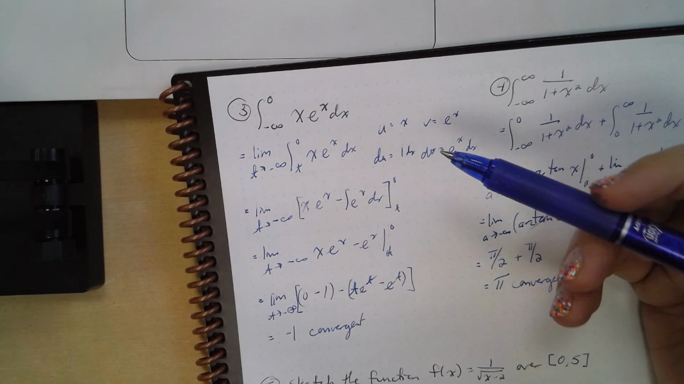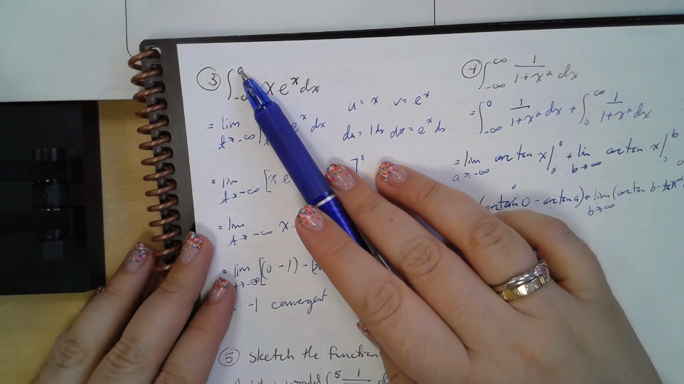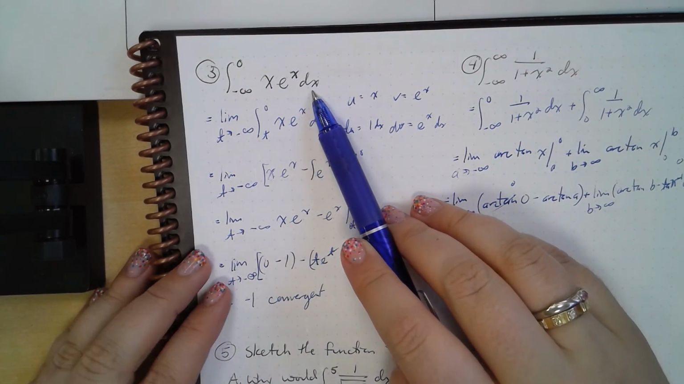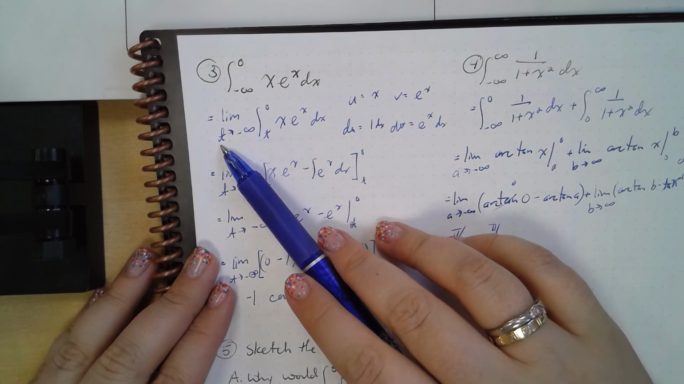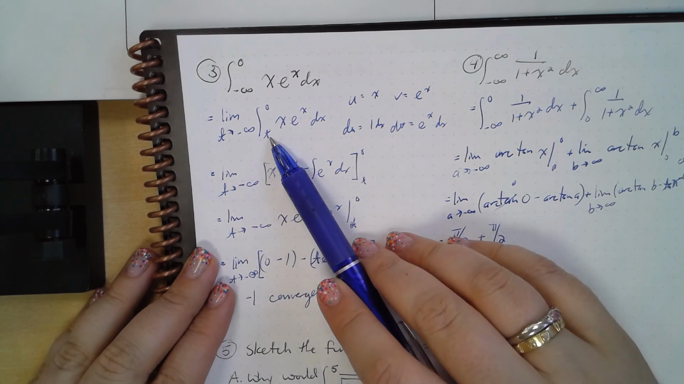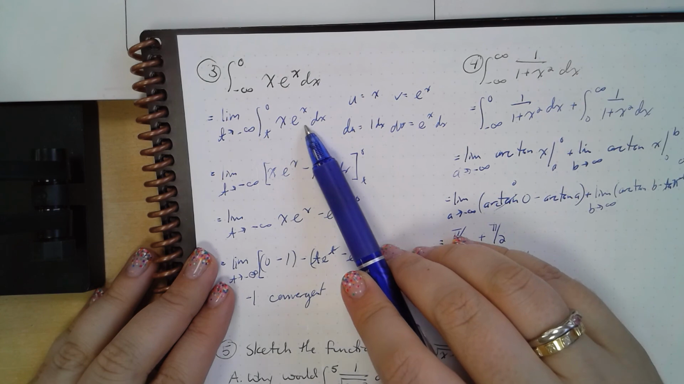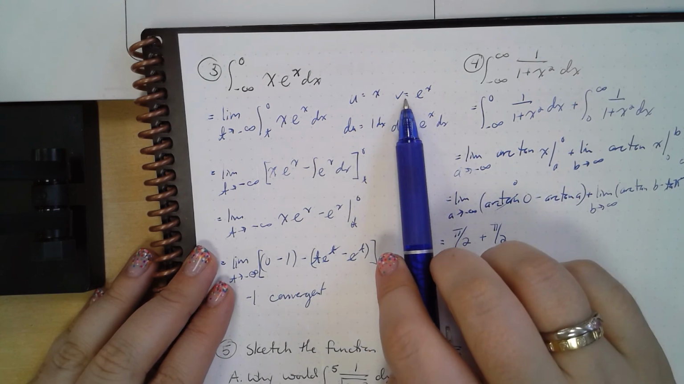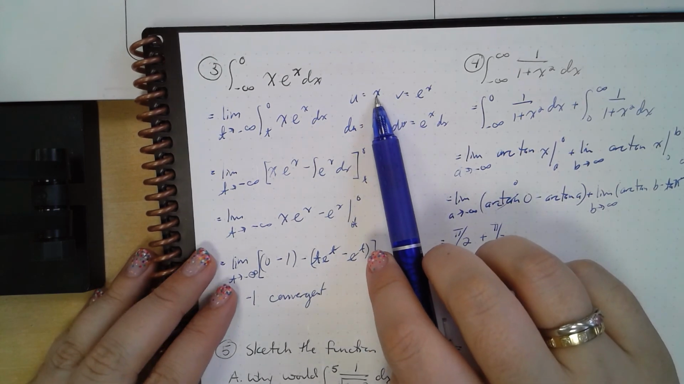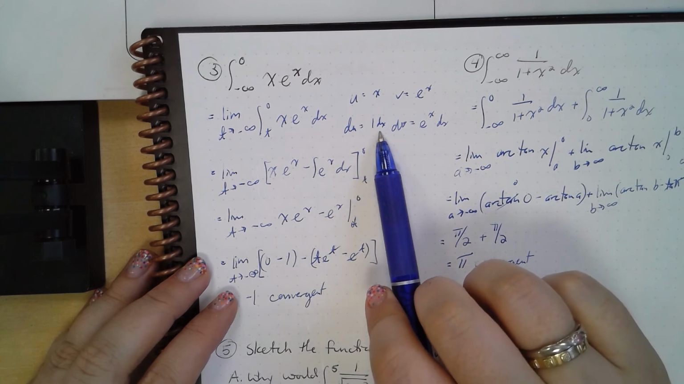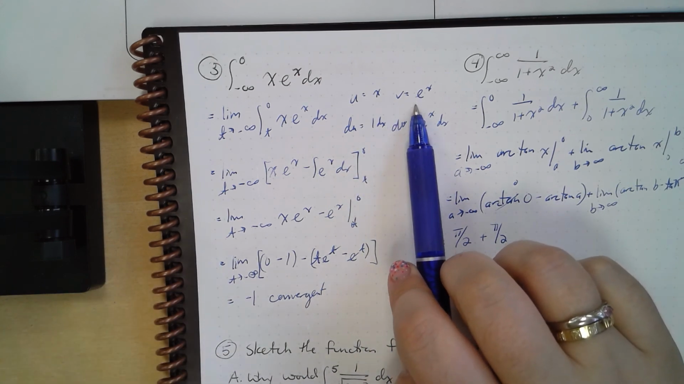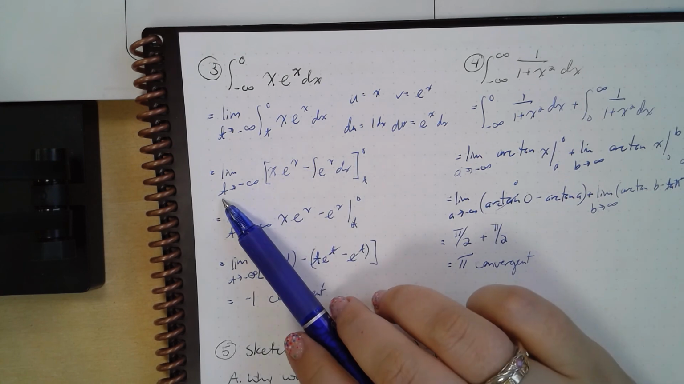So here's a few more examples. From negative infinity to 0 of x e to the x dx. We can rewrite this as the limit as t approaches negative infinity of the integral from t to 0 of x e to the x dx. We're going to use integration by parts. So if we say u is equal to x, du is equal to 1 dx, dv is e to the x dx, v is e to the x, then we can rewrite this.